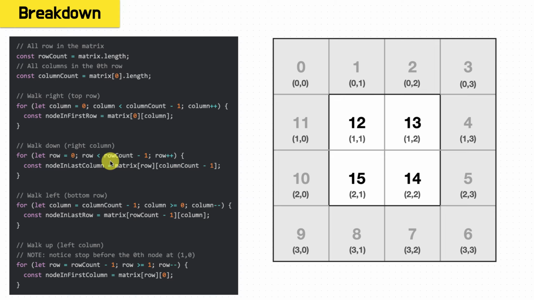To walk the bottom, now we start working backwards. So we start at the final column and then work down to 0. So we go column minus minus each time, and we keep our row fixed at the final row. And then finally, to walk up the left column, we keep our column fixed at the first column and start at the last row and then work backwards. However, this time, we want to end at 1 instead of 0 because we've already used the 0 value.